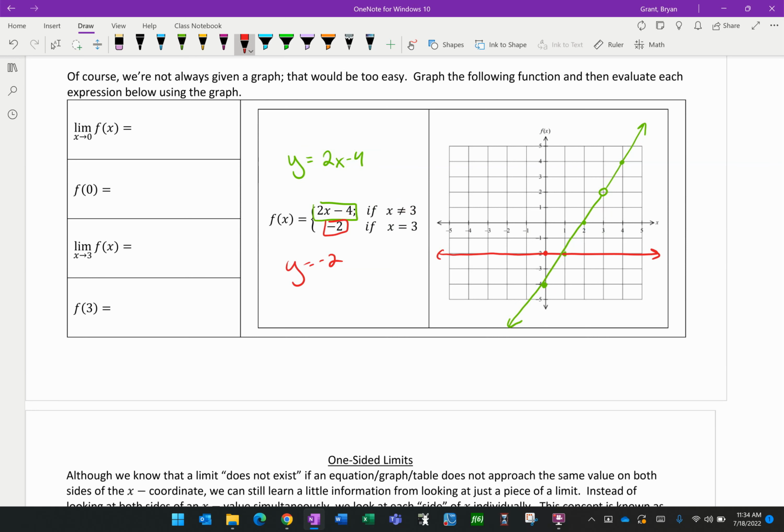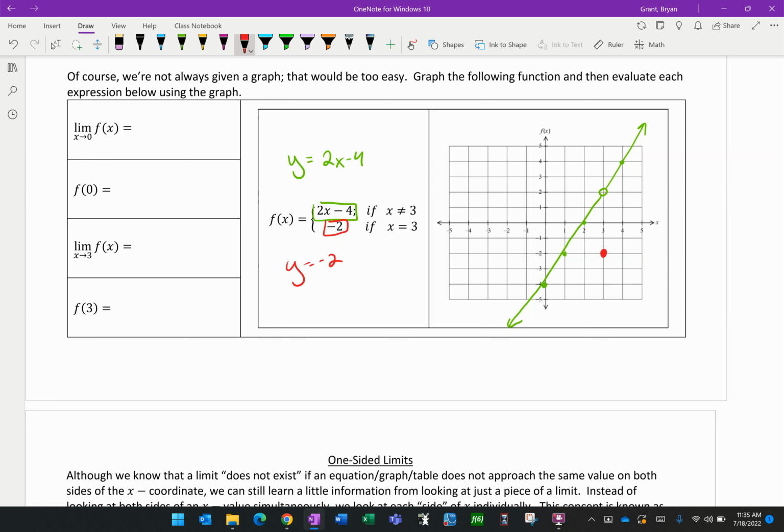Then we look to the red one, and it says we want the horizontal line y equals negative 2 only if x equals 3. So at x equals 3, we want that point, but we don't want any other part of this equation there. So this is the piecewise function with 2x minus 4 for x is not equal to 3 and negative 2 if x is equal to 3. All right, we've done it. We have graphed this function f of x.